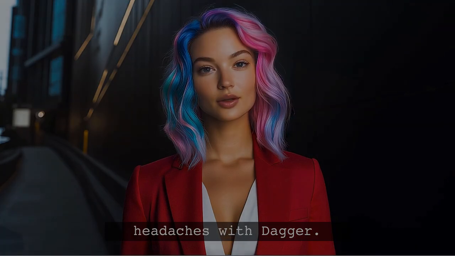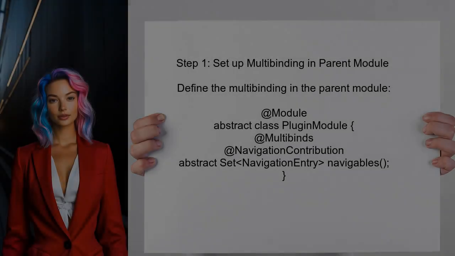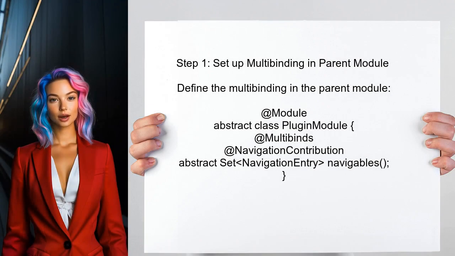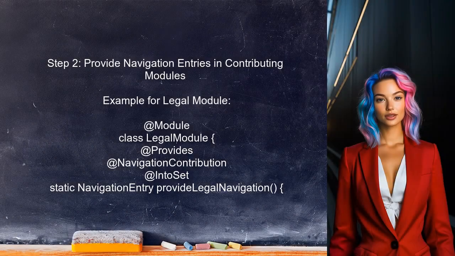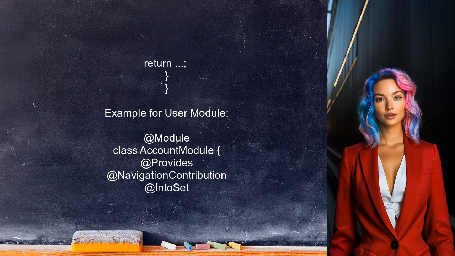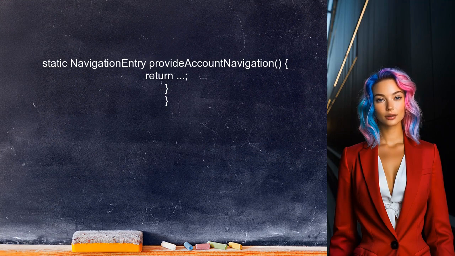To begin solving this issue, the user should ensure that all Gradle modules are correctly set up to contribute to the multi-binding. This involves defining the multi-binding in a parent module. Next, the user needs to ensure that each contributing module, like the legal and user modules, properly provides their navigation entries. This is done using the @Provides and @IntoSet annotations.